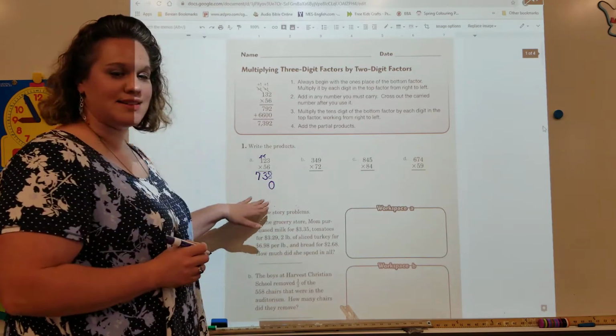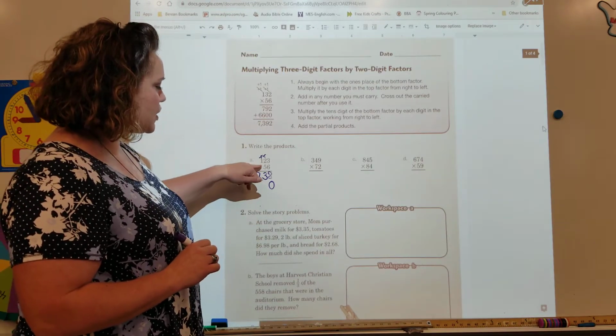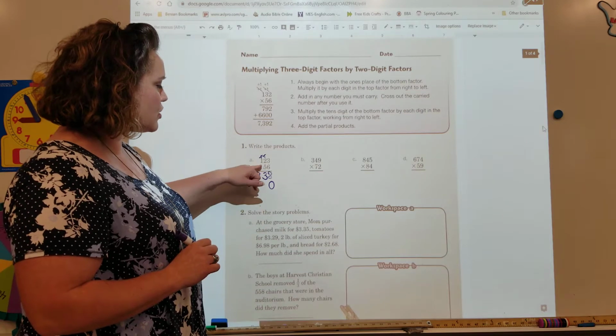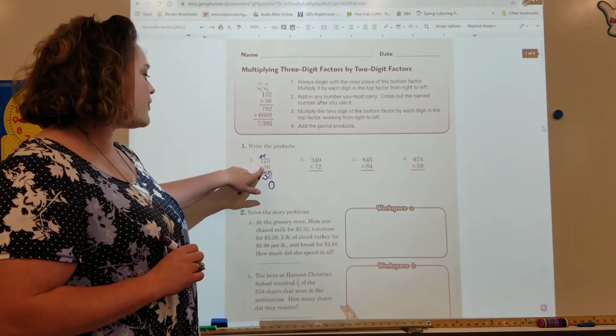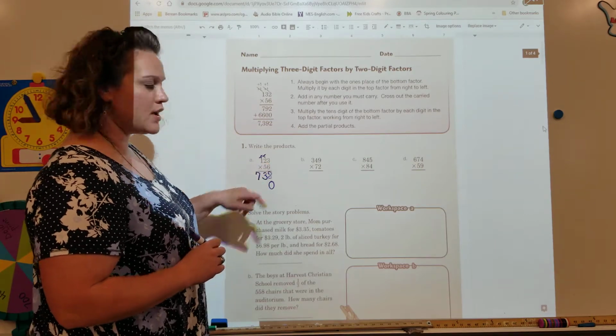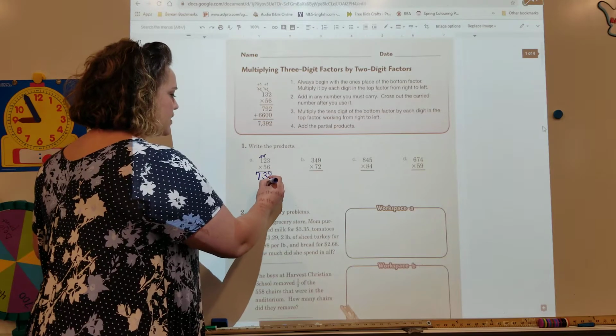The ones place gets to take a break and have that donut. So the ones place has a 0 in it. I'm going to go to the tens place now. So make sure that you're lined up in the tens place. And I'm going to start again, multiplying by the bottom factor. 5 times 3 equals 15. Write 5 in the tens place.